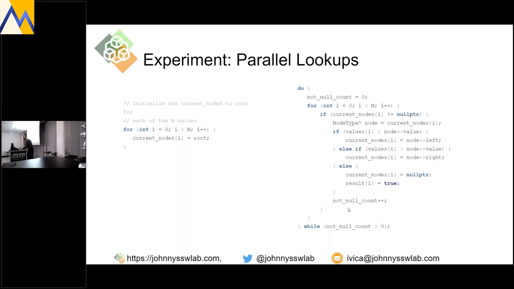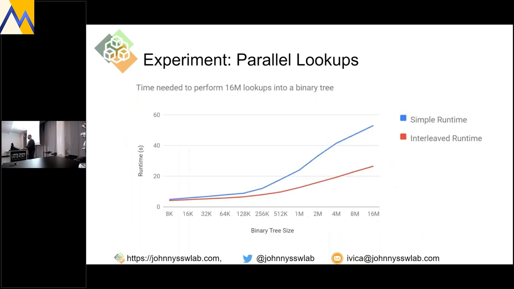Am I clear now? Is this clear what I'm saying? Other people? Because the code is a bit messy, so it's not exemplary code. But these are the numbers. So when it's small, it doesn't matter much. But when it's large, then you see that the interleaved version is much faster because it has much more available instruction level parallelism.